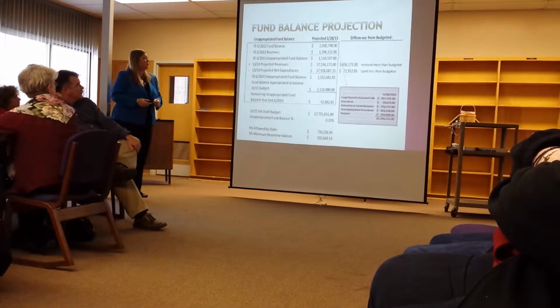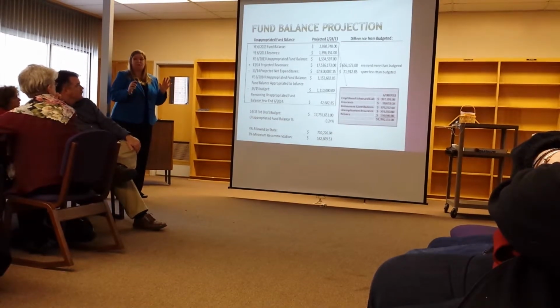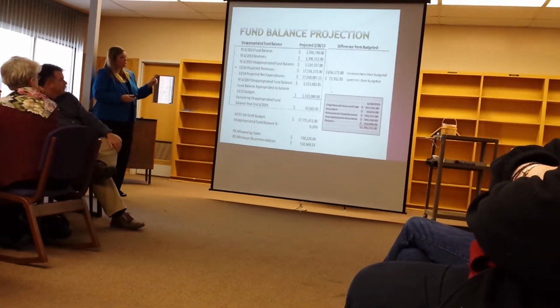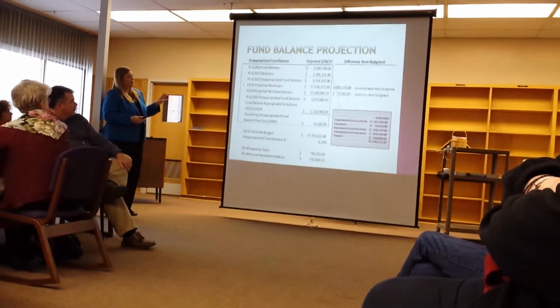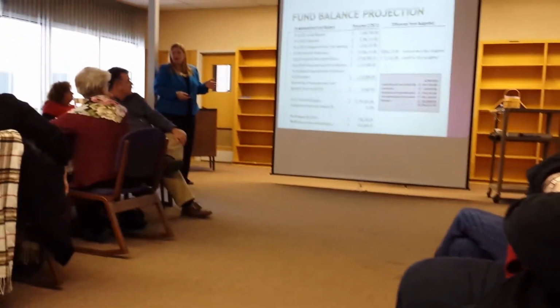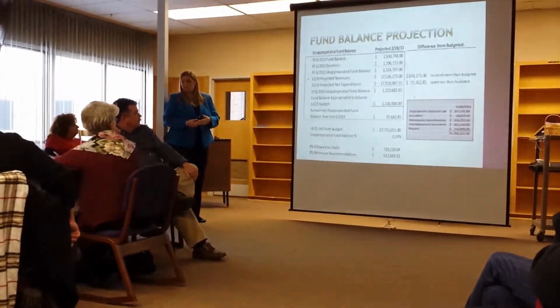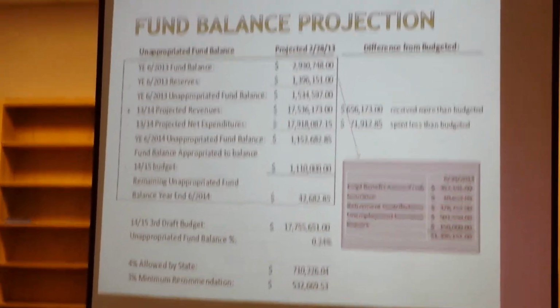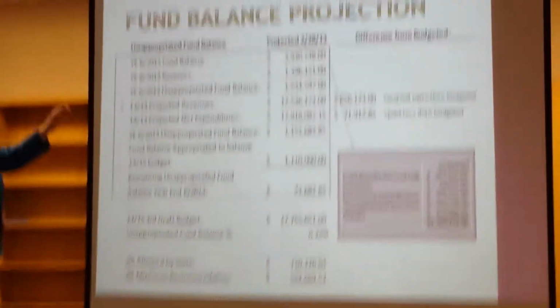So first we'll look at our unappropriated fund balance. This is the 4% fund balance that people talk about. How do we calculate it? Now this is a projection based on our end of February data. I will be updating this for you every month and it will change, but this is our best estimate based on prior year expense patterns and where we are so far this year. So year-end 6/13 fund balance.